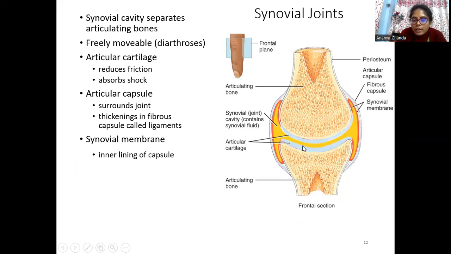This synovial fluid helps in the prevention of the bone erosion between the two bones during the movement, and also helps in lubrication. So this synovial membrane is the lining of the capsule. So these are the articulating bone. This is the synovial joint. This is the cavity containing synovial fluid, articular cartilage, articulating bone, synovial membrane, articular capsule, and fibrous capsule.